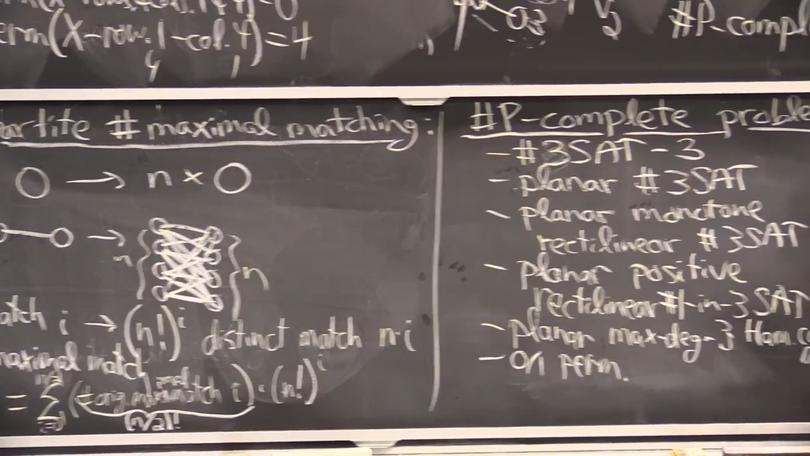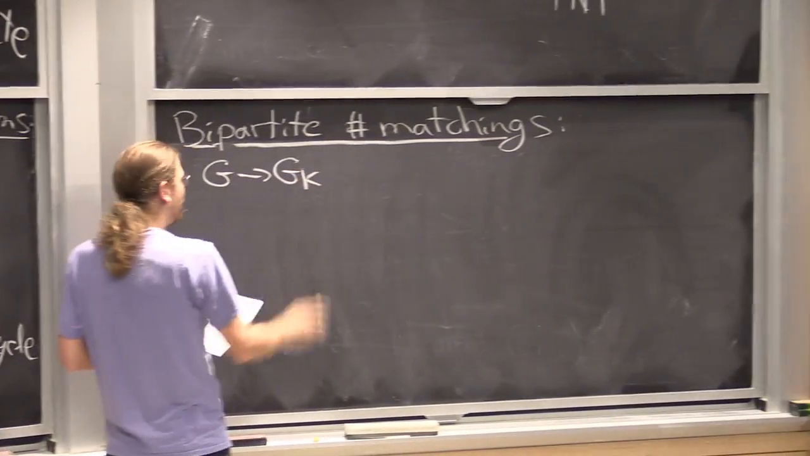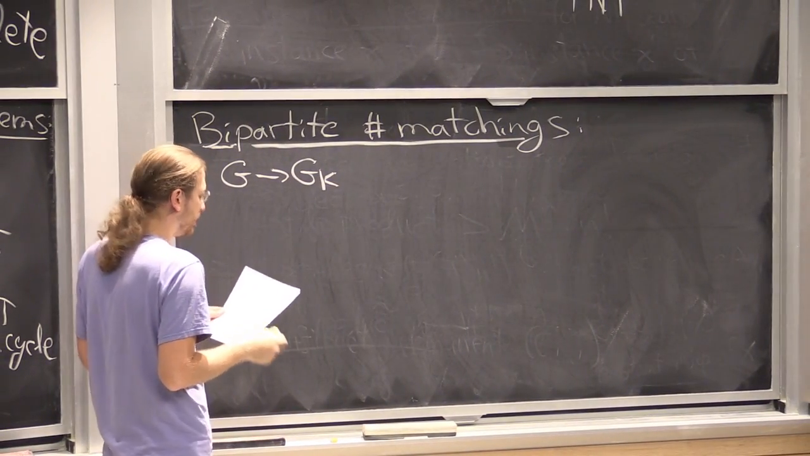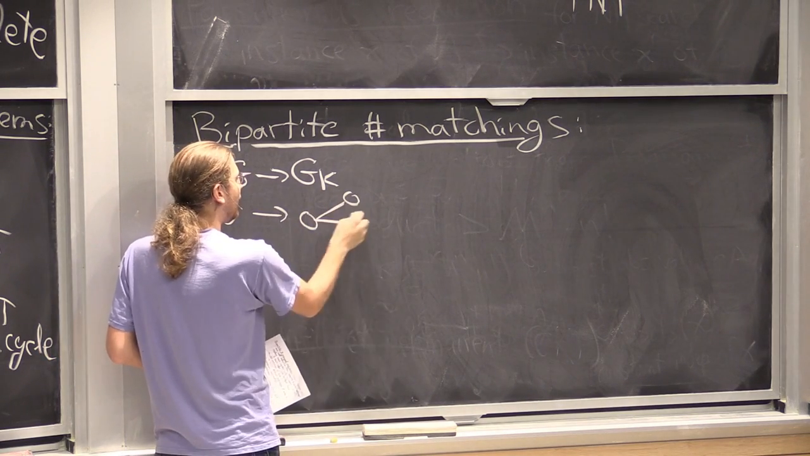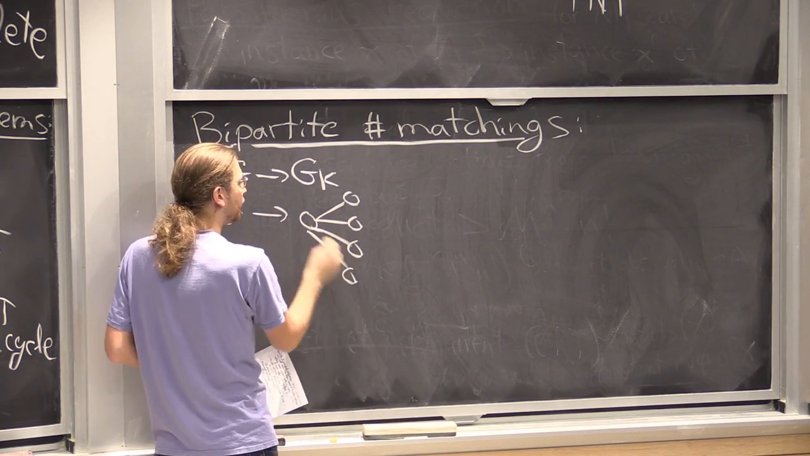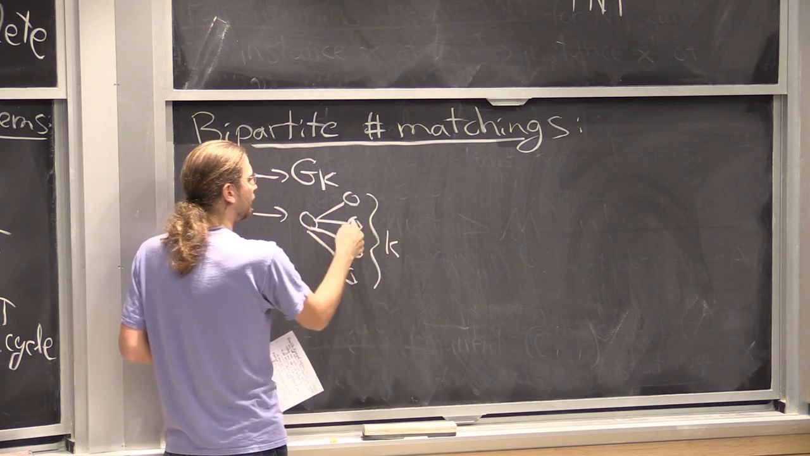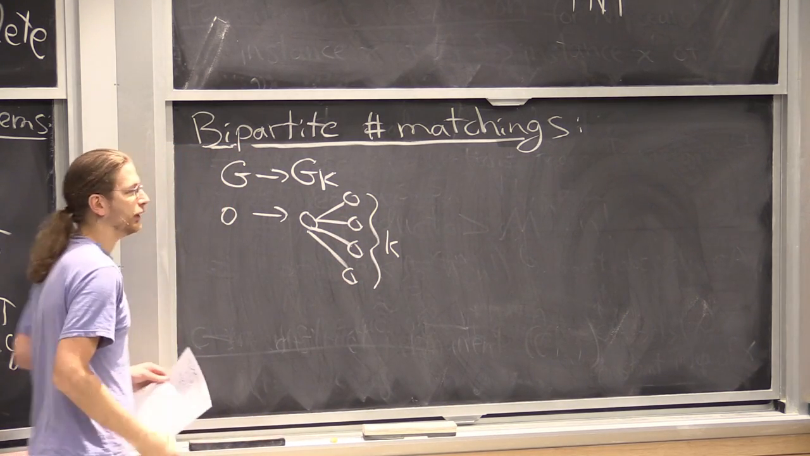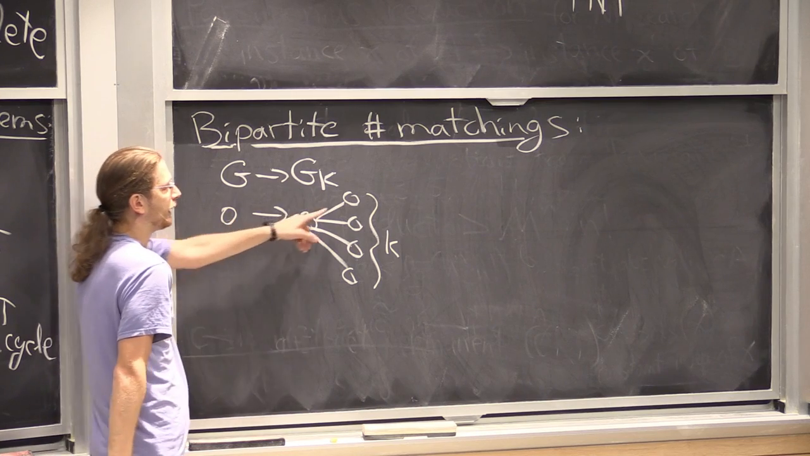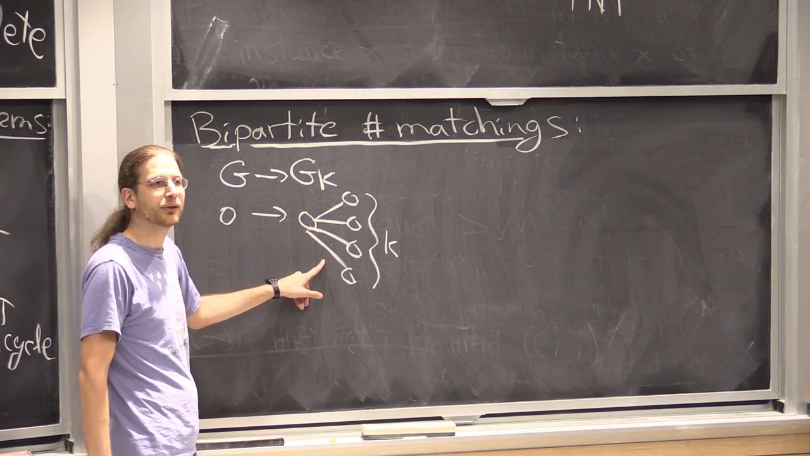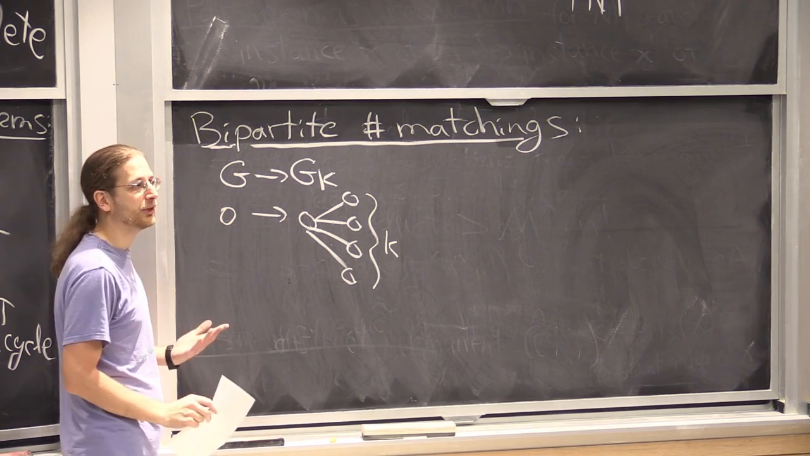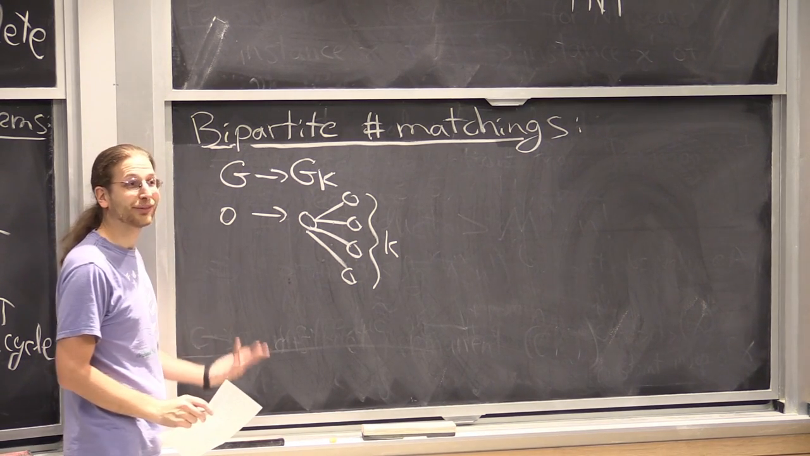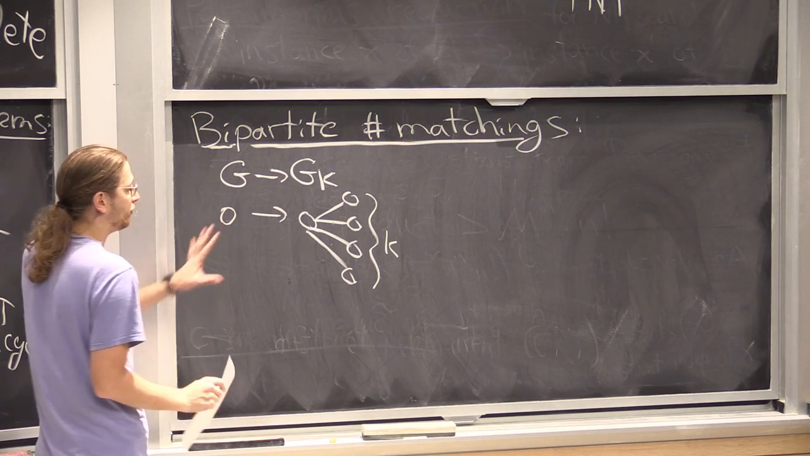And here are my calls. For every graph G, I'm going to make a graph G prime, where if I have a vertex, I'm going to add k extra nodes connected just to that vertex. So these are leaves. And so if this vertex was unmatched over here, then I have k different ways to match it over here. Okay, and my intent is to measure this number of matchings of size n over 2 minus k. That would be the hope.